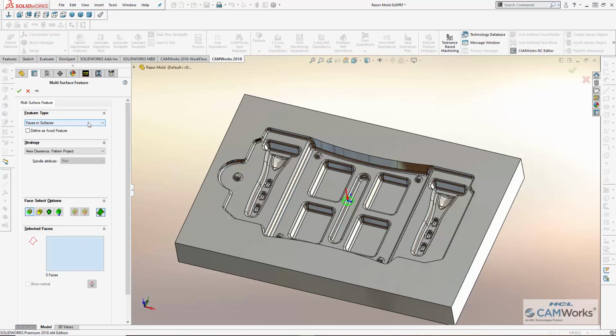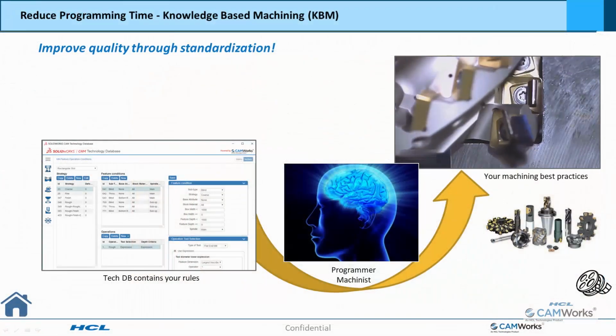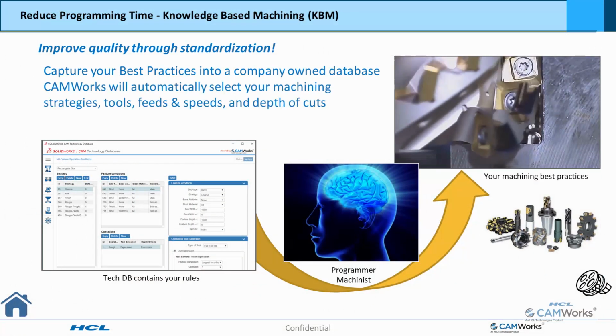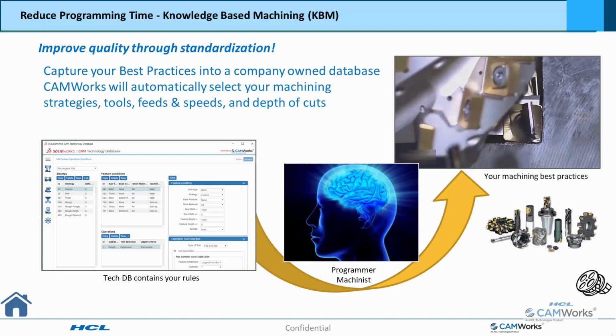I want to machine. I have the power and flexibility to create individual operations for machining, or use CAMWorks knowledge-based machining to select a strategy for machining the mold cavity. CAMWorks knowledge-based machining is fully customizable, so you can capture your own best practices, and CAMWorks will automatically generate all of the operations with the tools, feeds, speeds, and depth of cuts.